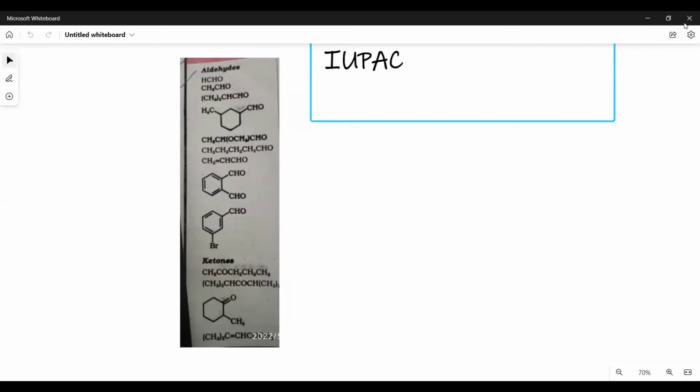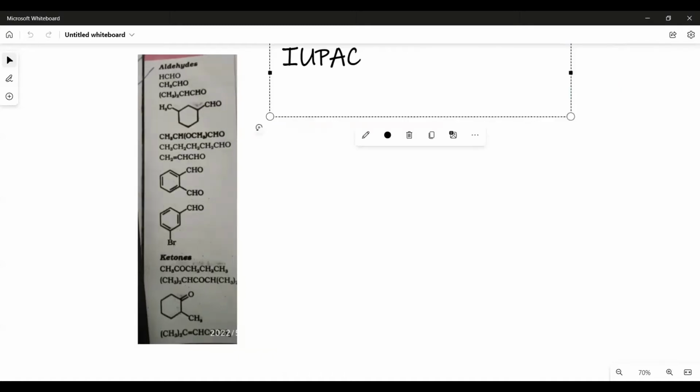Hello everyone. As we are doing the IUPAC nomenclature, today we will discuss some examples of the different functional groups. So let us start with this. The aldehyde group, you know well, is the CHO group. So the first, as you have seen, is the common name.